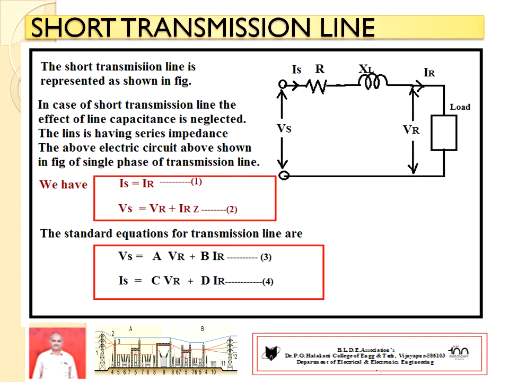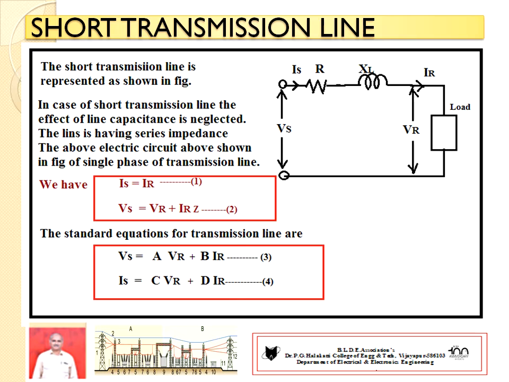Let Vs be the sending end voltage per phase, Is be the sending end current, R is the resistance of line per phase, XL be the inductive reactance of the line per phase, Vr is the receiving end voltage per phase, Ir is the receiving end current. These things we already know. So here there is absence of capacitance effect. Then we shall write equation number 1. Both currents are equal, that is sending end current equal to receiving end current. That gives equation 1.